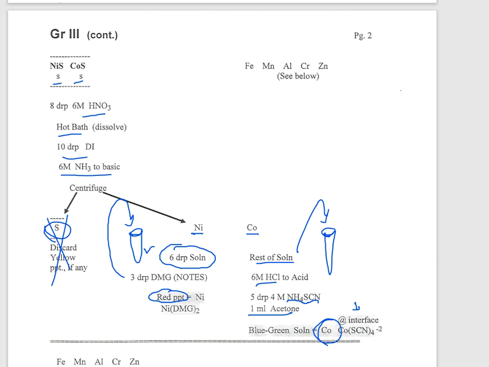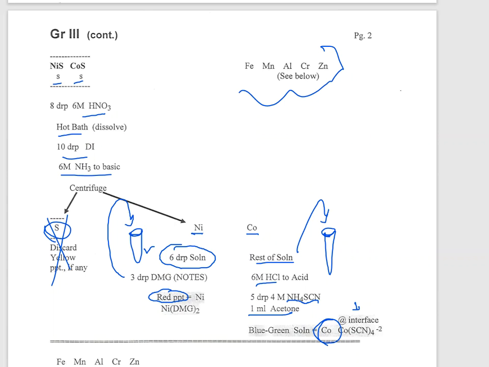So I will have to do this with my known, because I know that those will be positive and I know what to look for. And then I'll do it with my unknown, maybe at the same time, and compare that to the known to see if my unknown has nickel or cobalt in it. It might not have either one. It might have one, it might have the other, it might have both. I just don't know. I don't know what they're going to give me.